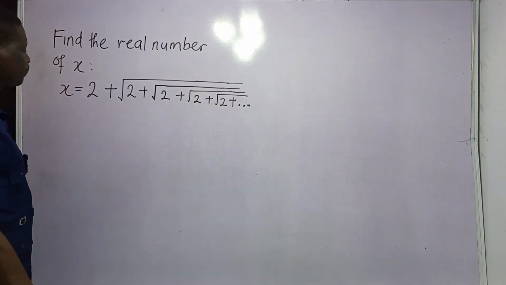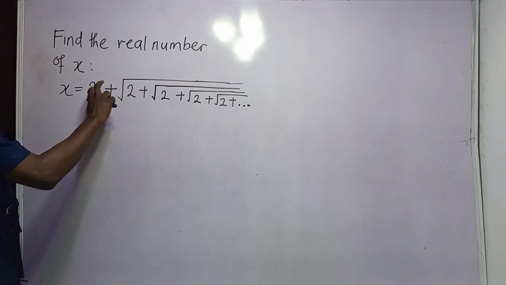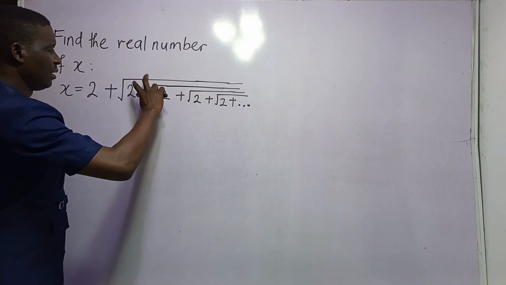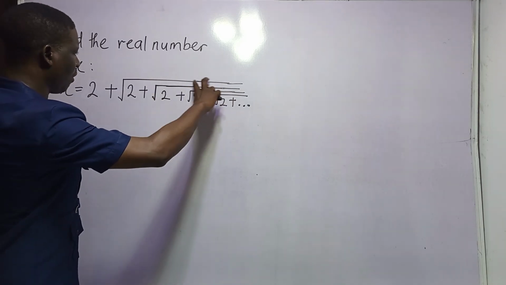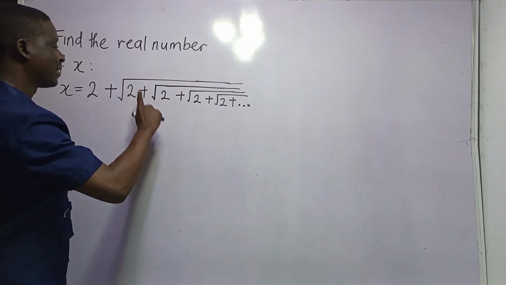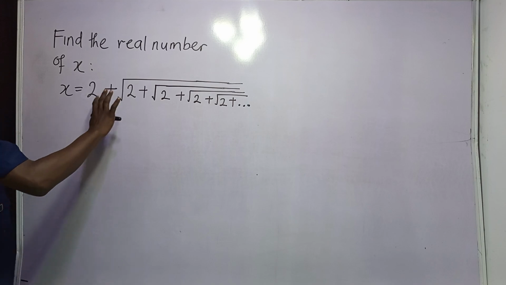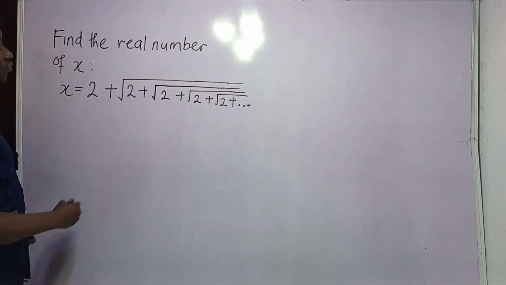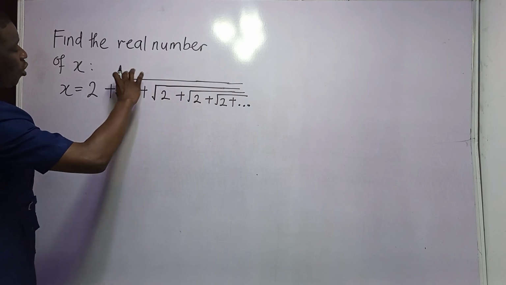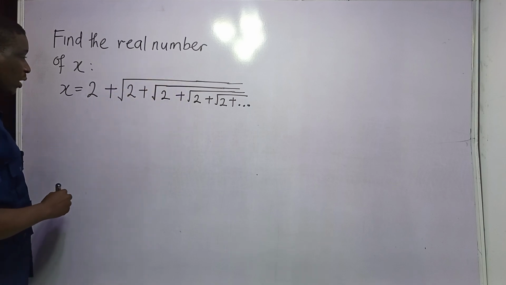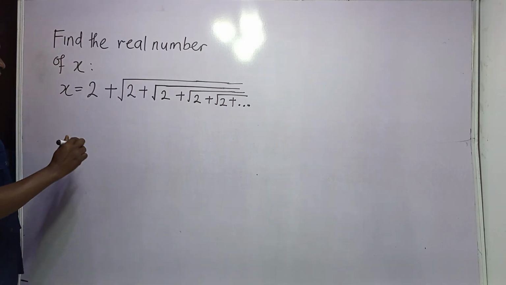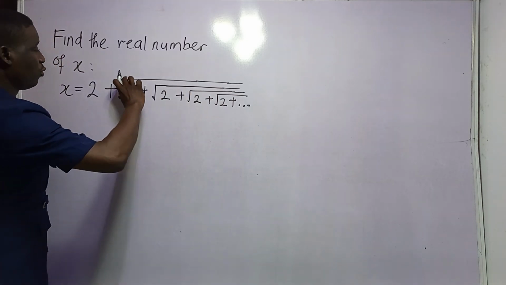So if that question is given to us to solve, what do we do? First of all, if you check all these numbers, they keep repeating themselves. So what I will advise us to do in order to get the value of x is to make all these parts equal to square root of x.